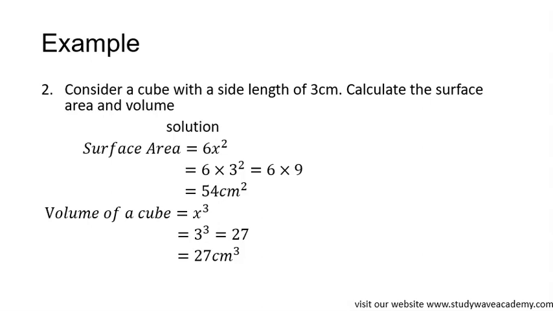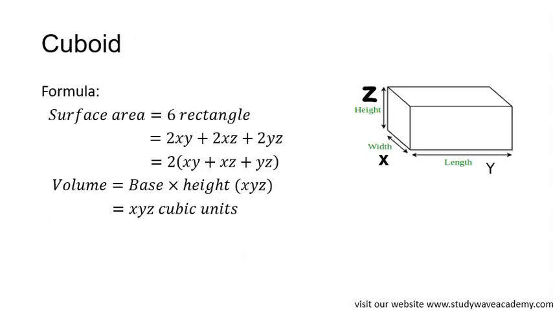So now we are going to be looking at the cuboid. The cuboid is like the rectangular shape of a cube, okay? A cuboid is a solid with rectangular base and sides. It has 6 rectangular faces. All its sides are closed. So this is a cuboid.